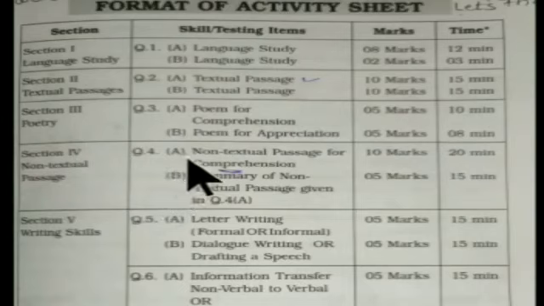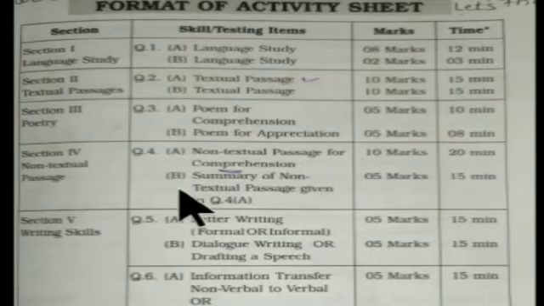Question number 4A is for 10 marks. There are 5 sub questions, A1 to A5. Each question is for 2 marks. This passage is not from your textbook. This is an unseen passage. You have to write answers in 20 minutes and you also have to read the passage very carefully, because this passage is not from your textbook.